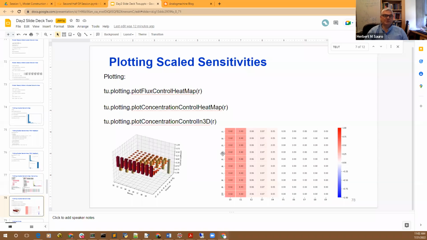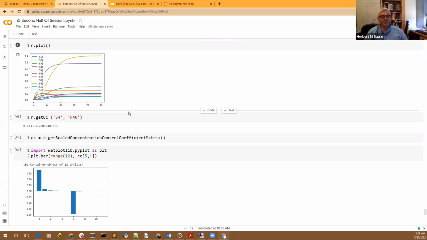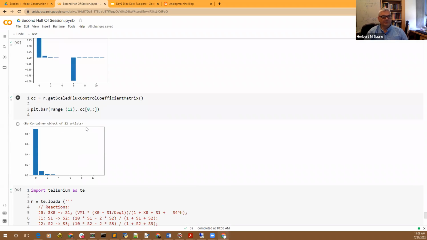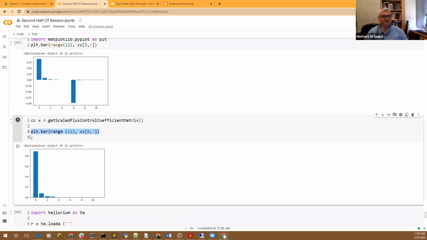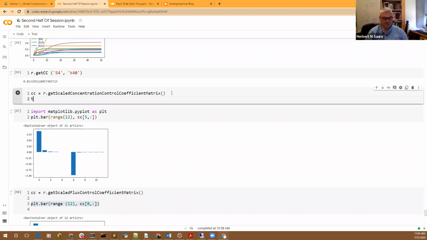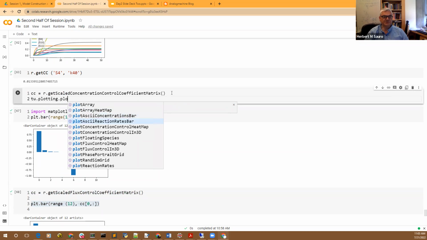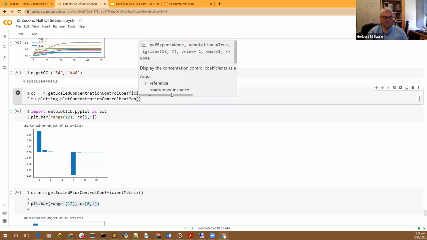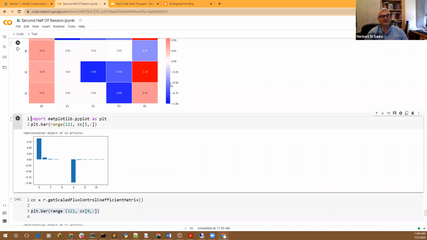The other thing you can do with these sensitivities is we have a series of methods to let you plot heat maps. So instead of plotting a bar graph, I shall plot a heat map. There's a whole bunch of little things here. Concentration control heat map, here we go. It needs the Roadrunner instance, but then I can run this and I get a heat map.